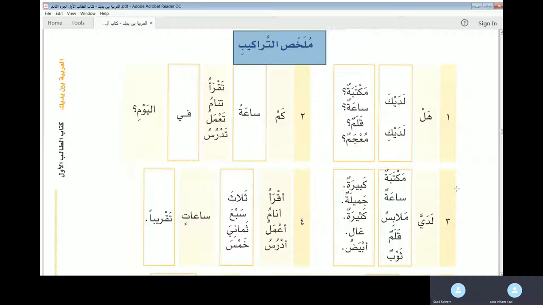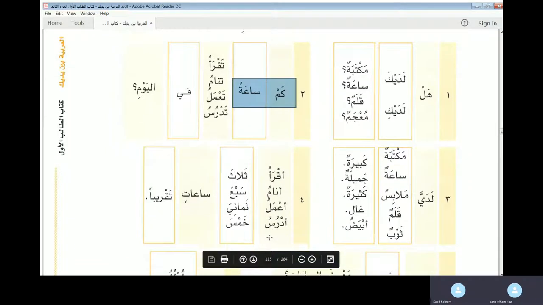ملخص التراكيب is summary of the structures. التراكيب النحوية is grammatical structures. هل لديك مكتبة? Do you have a library? هل لديك ساعة? Do you have a clock? هل لديك قلم? Do you have a pen? هل لديك معجم? Do you have a dictionary? For feminine.